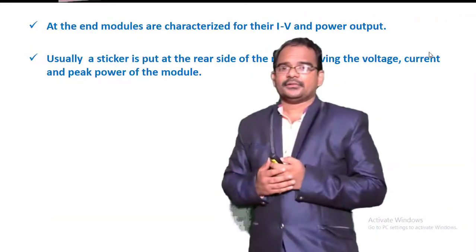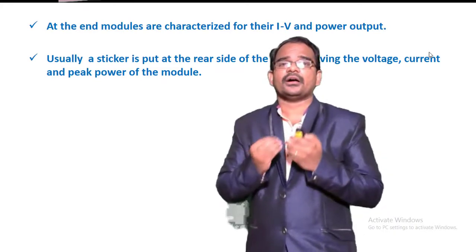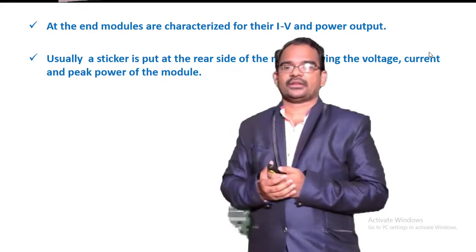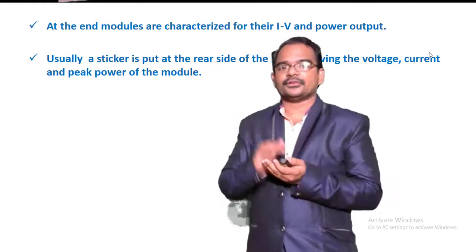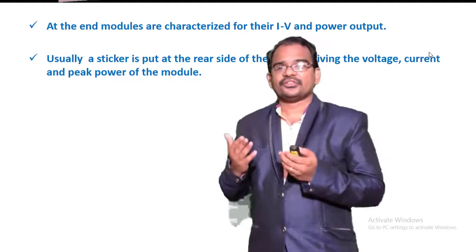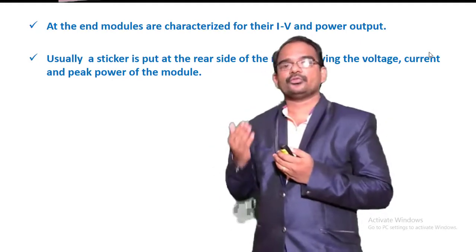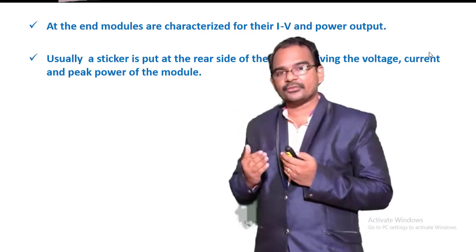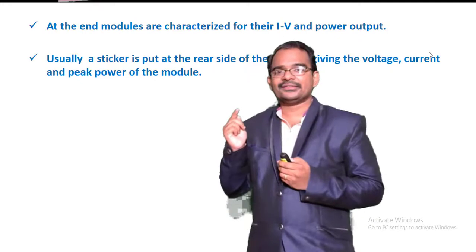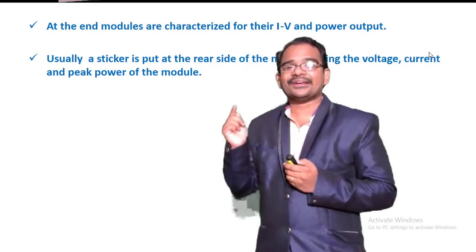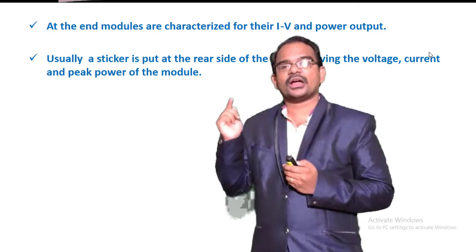At the end, modules are characterized for their IV and power output. Right? Once the solar module is fabricated, you have to perform the test in order to find out the IV characteristics of a solar module as well as its efficiency and power output. And usually a sticker is kept at the rear end of a module giving the voltage, current, and peak power of the solar module.